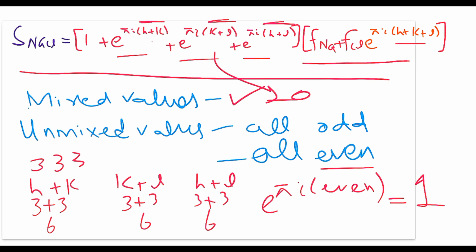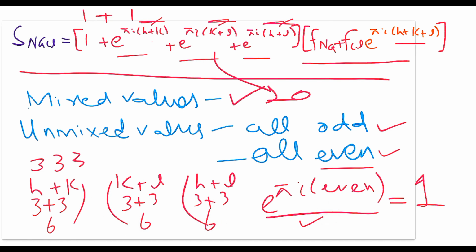We'll see that case. But for unmixed values, with all odd or all even, we will get 2 pi into even powers in all of these quantities, and each of these exponentials becomes 1, because they all add up to give even values. So it's 1 from this quantity, 1 from the third one, and 1 from the fourth. So we get a total of 4 instead of this value.